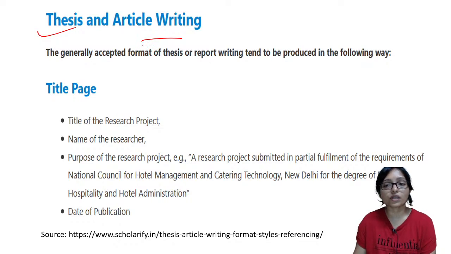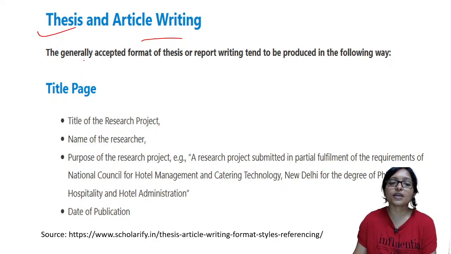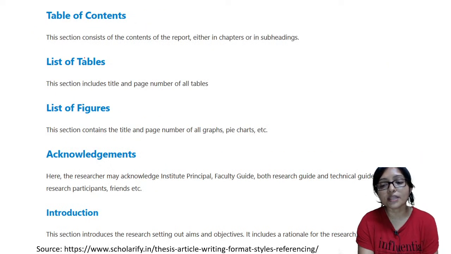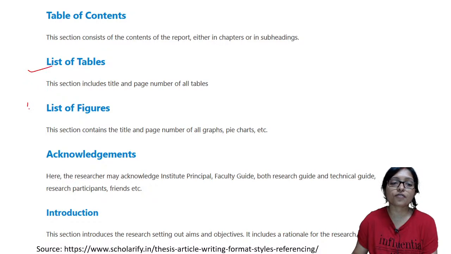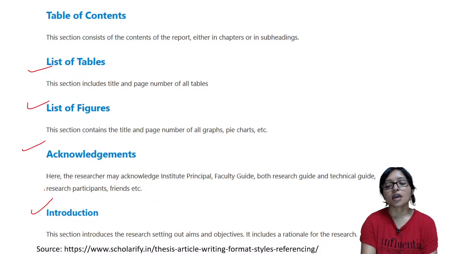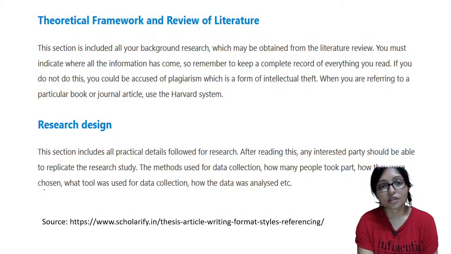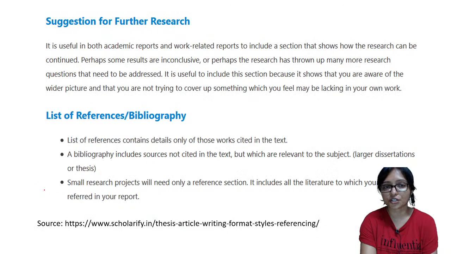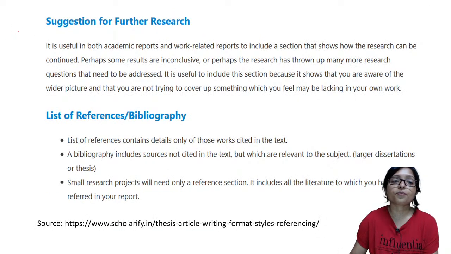We will practice more questions next day, that I already told. Under thesis writing, how to write the thesis. Under thesis writing, you have to maintain some title, pages, and how to write the title, what should be there, that is table of contents, list of tables, list of figures, acknowledgement and the introduction, theoretical framework and the review of literature have to be there, research design has to be there, then data analysis, interpretation, summary, conclusion and recommendation, and suggestion for further research.